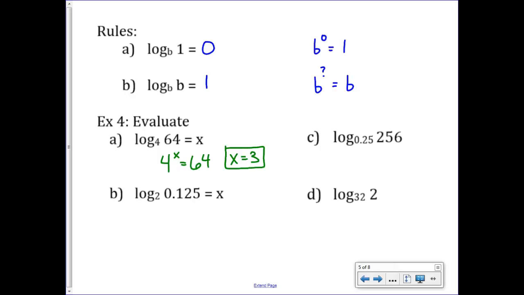For part B, we have log of 0.125 base 2 equals x. So 2 to the x is equal to 0.125. Probably the easiest thing you can do here is to change that 0.125 into a fraction. So 0.125 is the same as 1/8. So 2 to the x equals 1/8. And then it should be a little more clear. 1/8 is the same as 2 to the negative 3. So 2 to the x would be 2 to the negative 3. So x would equal negative 3.